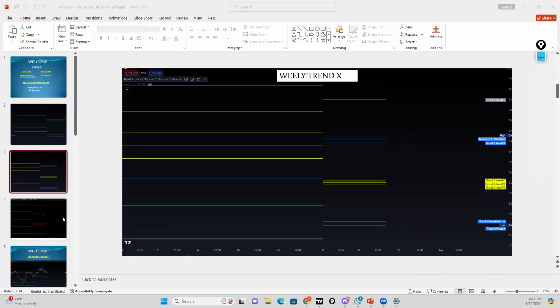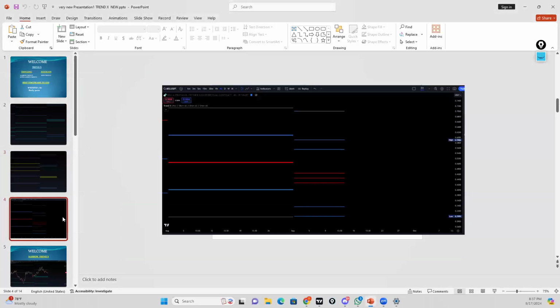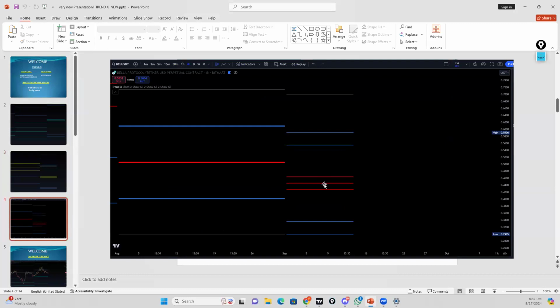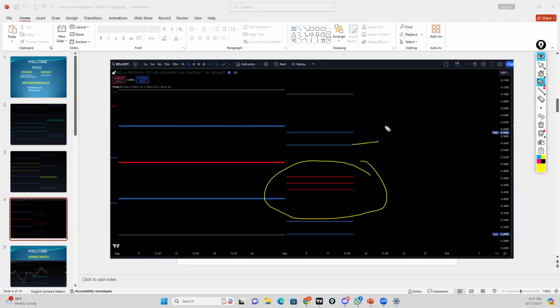The same way again, if you jump into the 1 month, the monthly Trend X, we have a Trend X again here. So we have monthly resistance: previous month high, monthly R1, monthly R2. Again, previous month low, S1, S2, S3. So this is the concept.